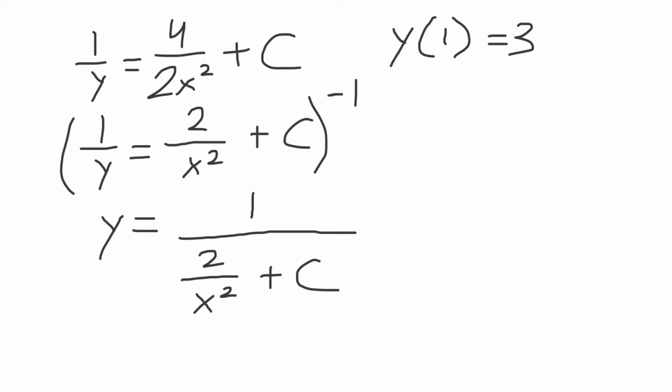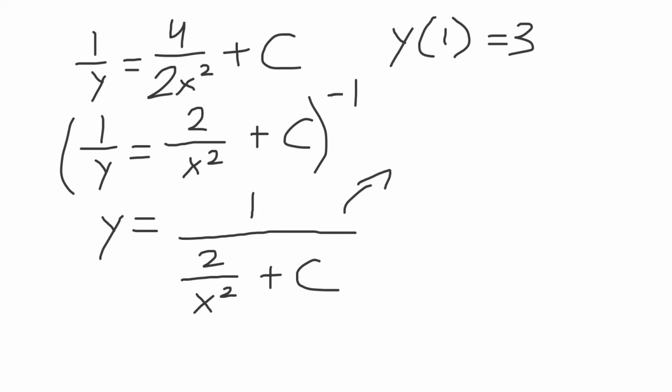Okay, so now this is the general solution. We have the general solution to this equation. We have y in terms of x with plus c. And so now we have to find the value of c given our specific initial condition, y of 1 equals 3. And so let's go ahead and do that.